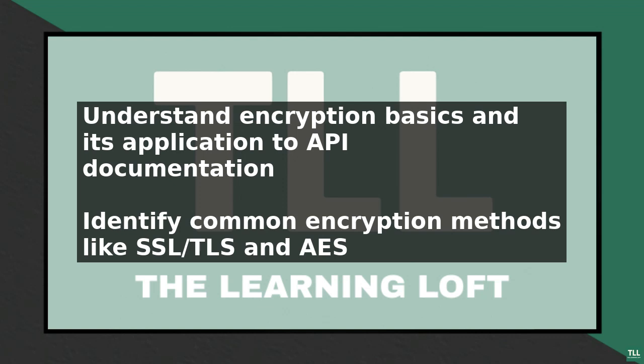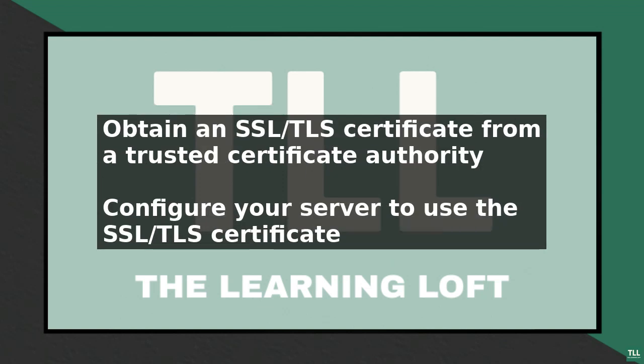For encrypting API documentation, you can use SSL/TLS to secure the connection between the client and server. Next, obtain an SSL/TLS certificate from a trusted certificate authority. This certificate will be used to establish a secure connection between the client and server. Then, configure your server to use the SSL/TLS certificate. This will depend on the type of server you are using, but most servers have built-in support for SSL/TLS.